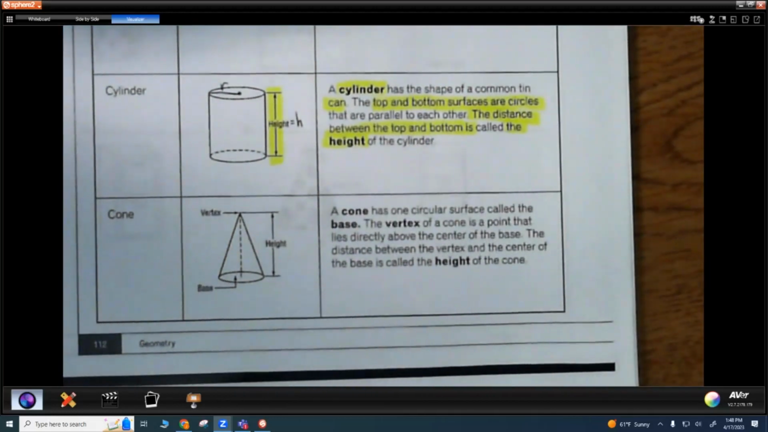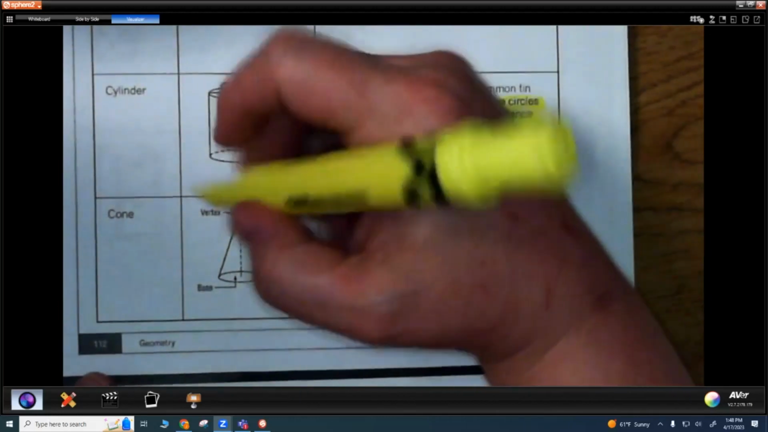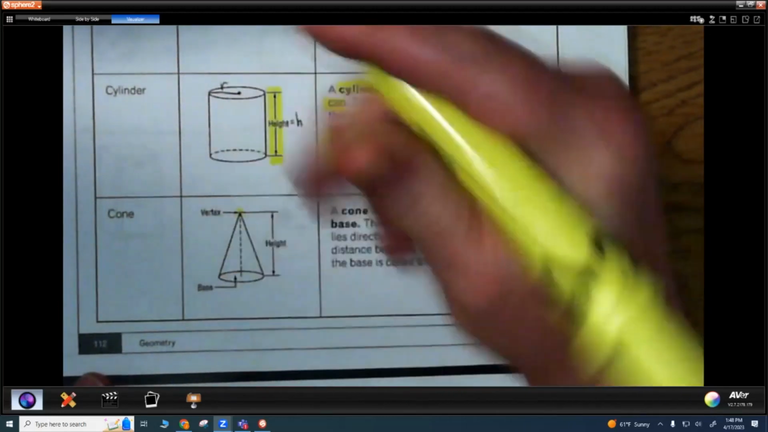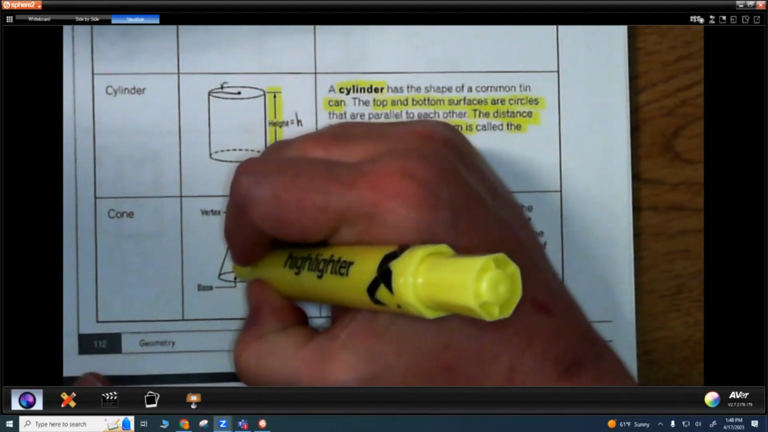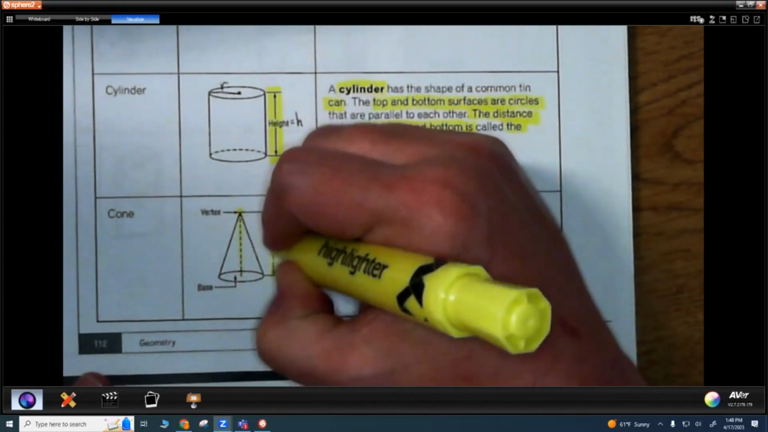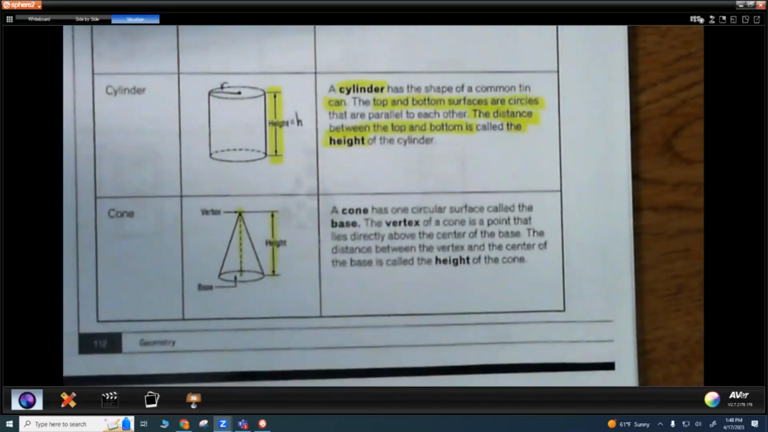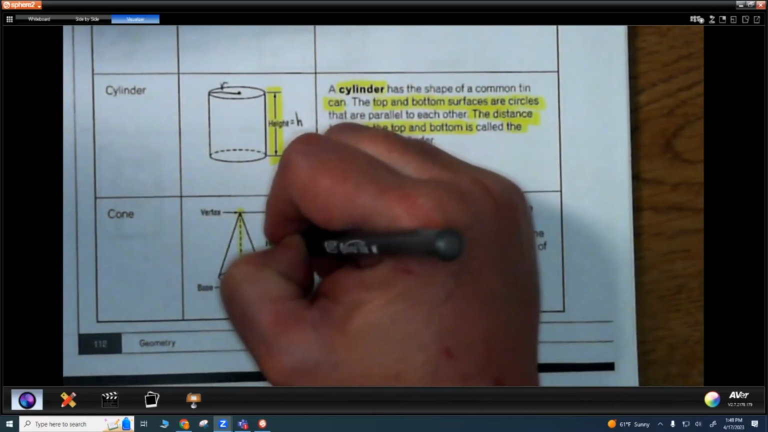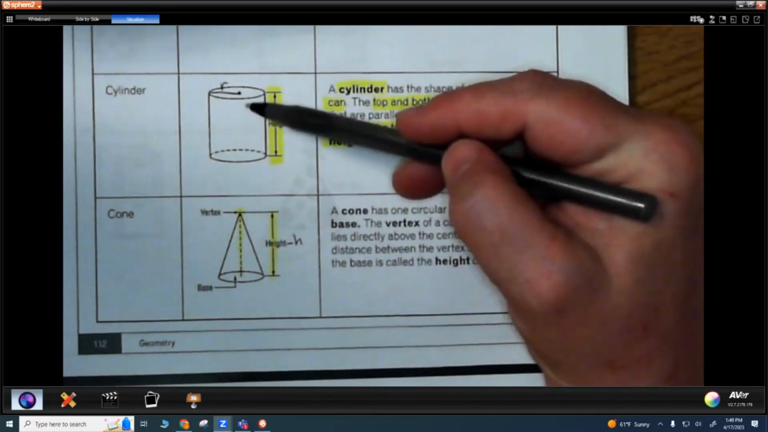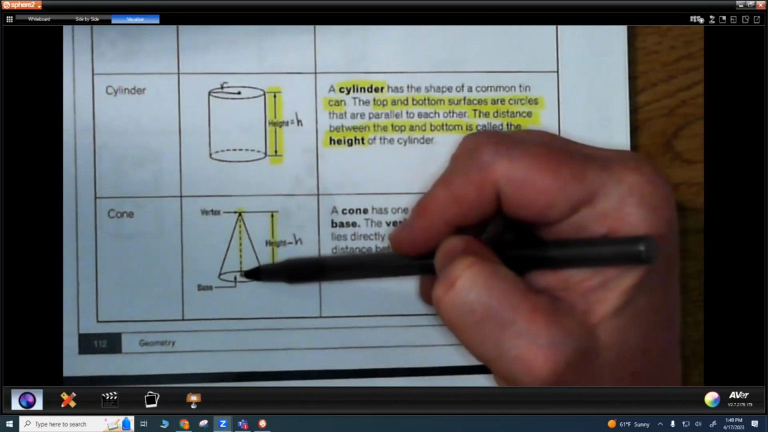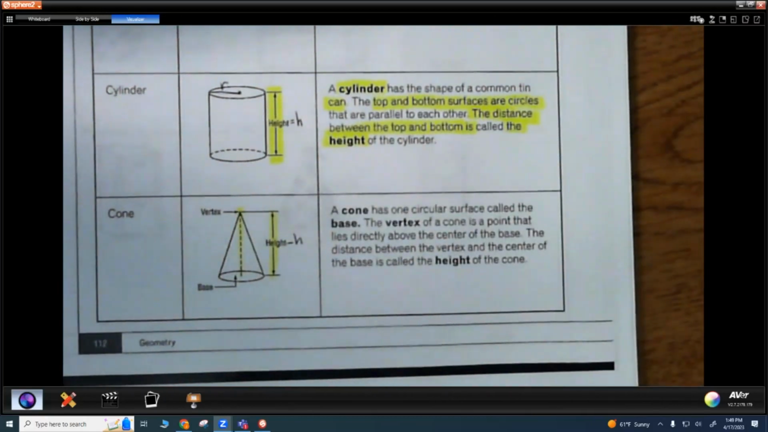All right, and then finally, our cone has the base, and then the vertex. And similarly, you know that the distance from the center of the base to the vertex is the height of the cone. So once again, when we have these cylinders and cones, we're adding this dimension of height. We have two circular bases, or just one circular bottom base that's coming out to you.